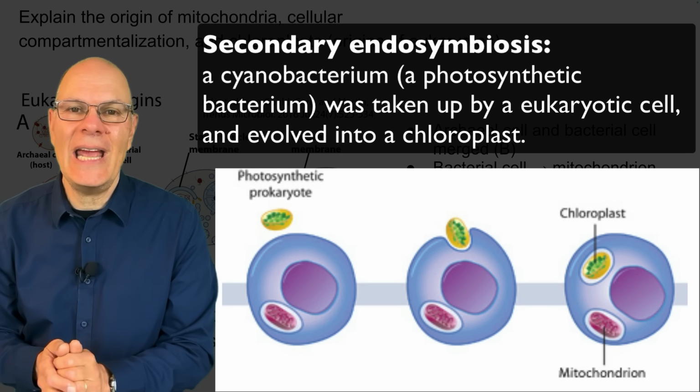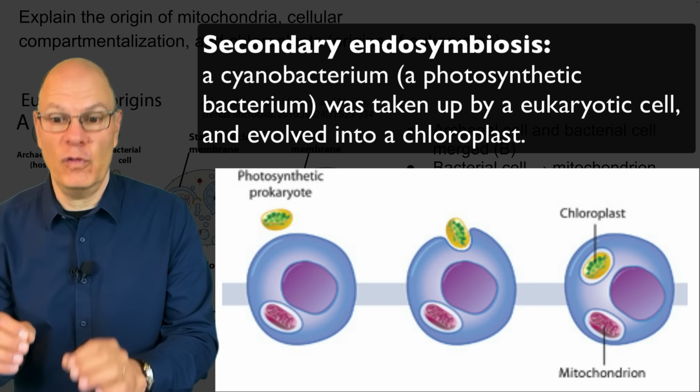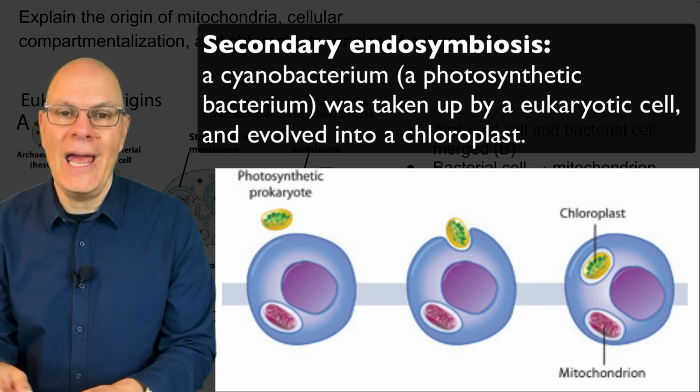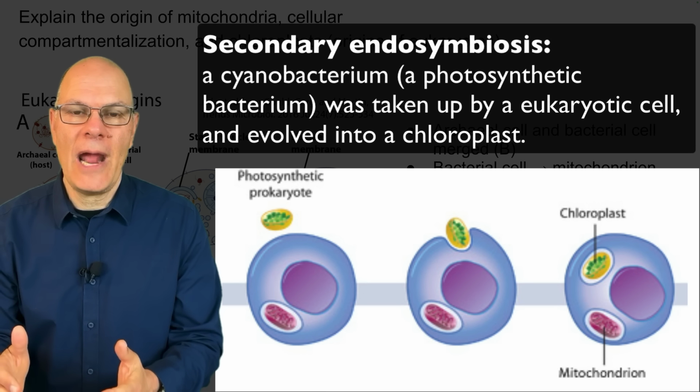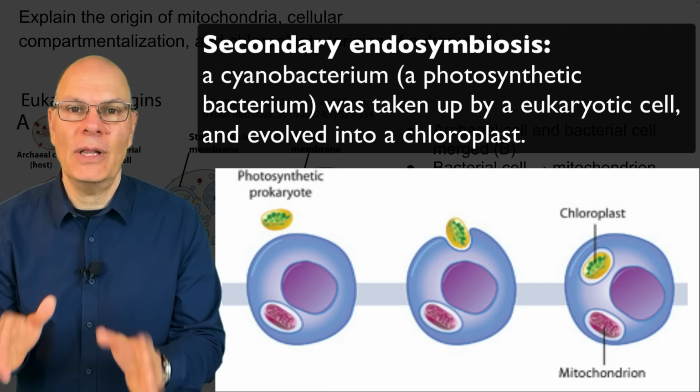A second endosymbiotic event led to chloroplasts, which were free-living cyanobacteria, entering into a eukaryotic cell, and that set the stage for algae and plants.